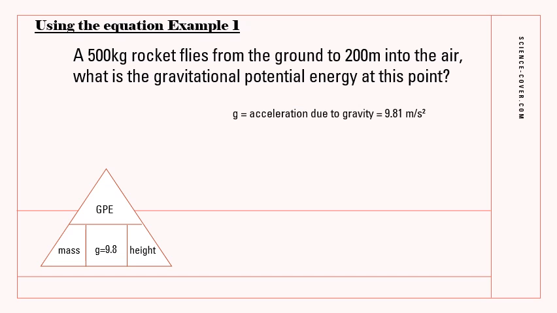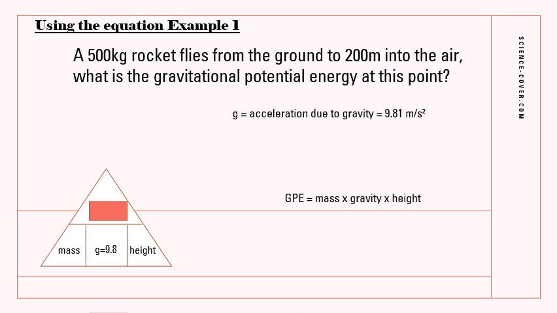Let's have a look at an example of how to use the equation. A 500 kilogram rocket flies from the ground 200 meters into the air. What is the gravitational potential energy at this point? Use g as 9.81. So we take our equation triangle and we're being asked for the gravitational potential energy. So cover up the gravitational potential energy and it leaves us mass times 9.8 times height.